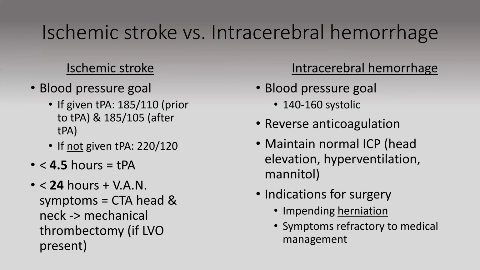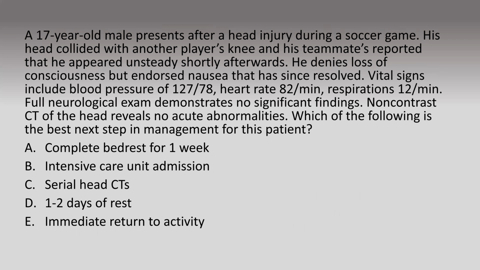So these are the main things we wanted to test. The first question was testing if you realized that it was an ischemic stroke within the window, so you give TPA. And then the second question was a hemorrhagic transformation, which you treat a little differently. You treat with a much more strict blood pressure goal. Let's move on to the next one.